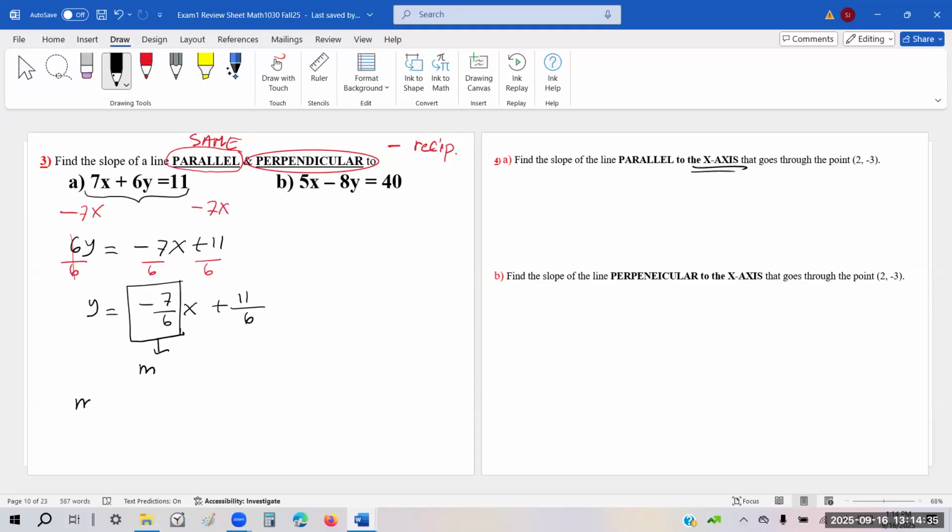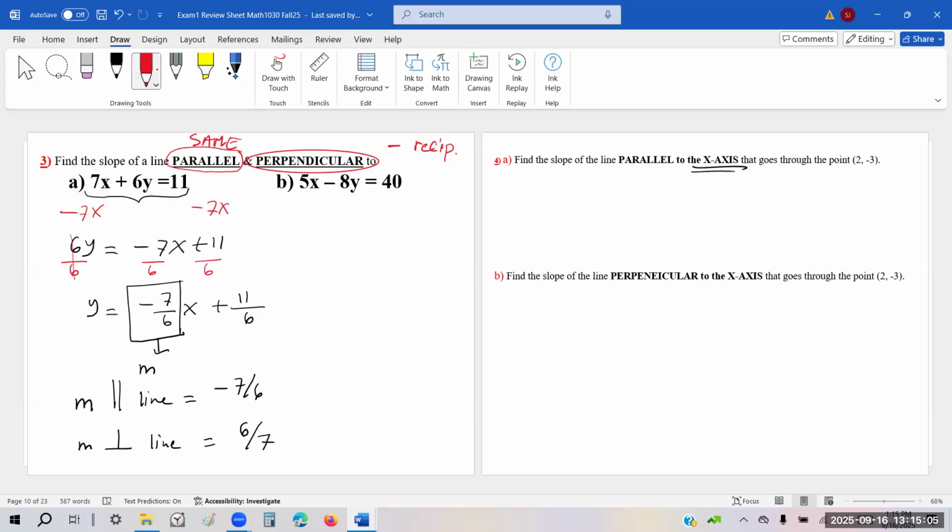So what would be the slope of its parallel line? Same thing, negative 7 over 6. And what would be the slope of its perpendicular line? Positive 6 over 7. So you change the sign and you flip the fraction. So anytime they ask you to find the slope of a line in standard form, you can solve for y.